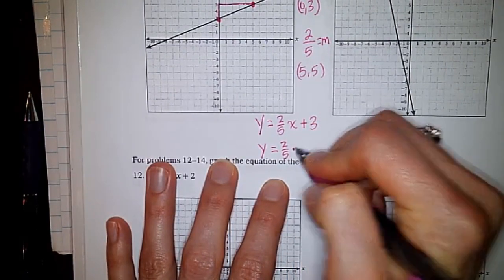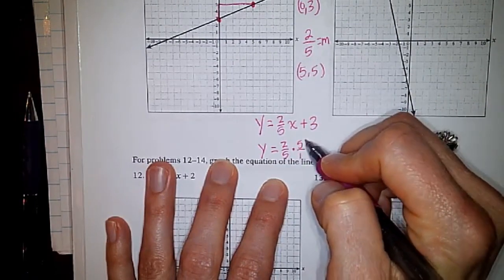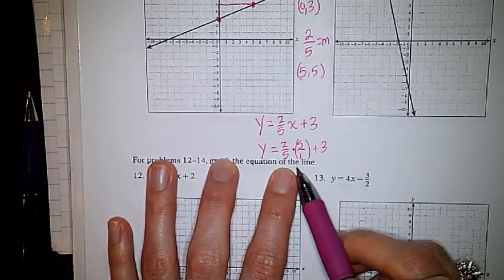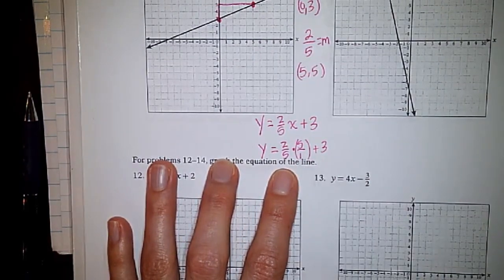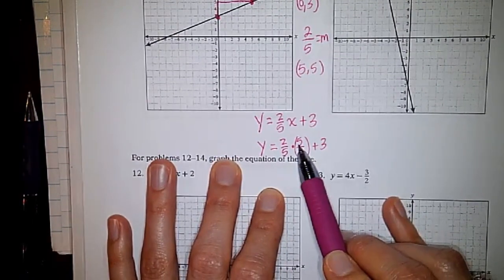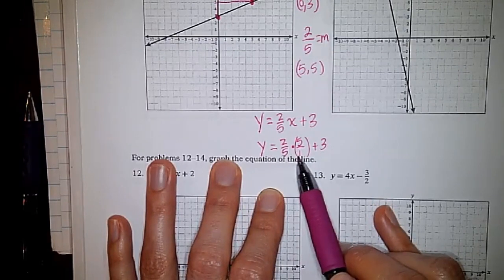Why did Miss Gertie put it over 1? Because we're multiplying fractions and that makes life easier. So what's 2 times 5? 10. What is 5 times 1? 5. What's 10 divided by 5? 2. What's 2 plus 3? Does that match the 5 that's up here? Yes. Okay, so that's how that works.